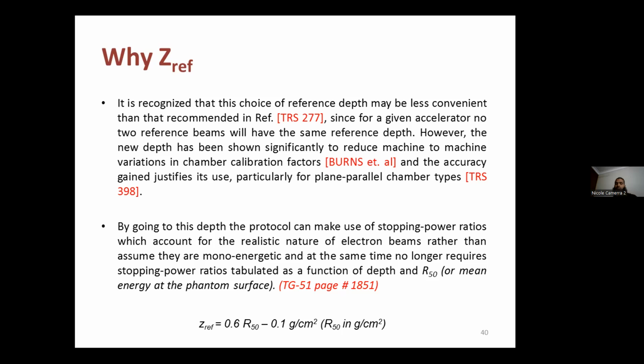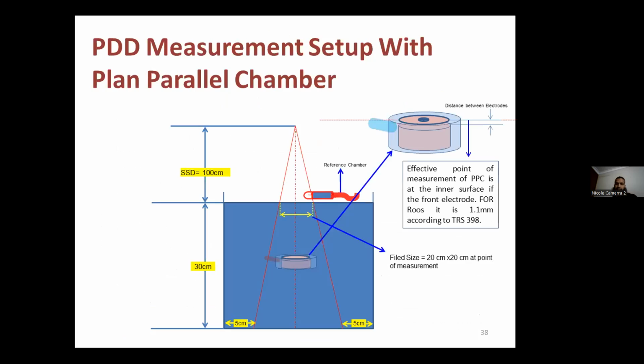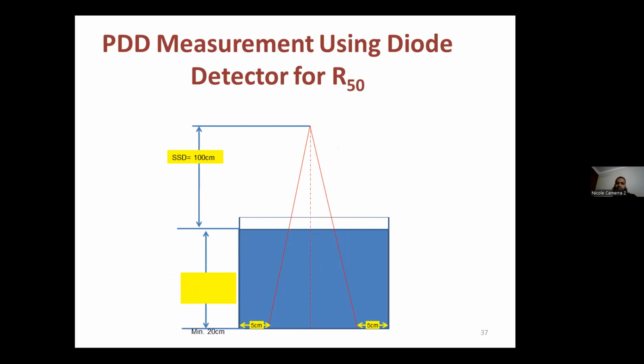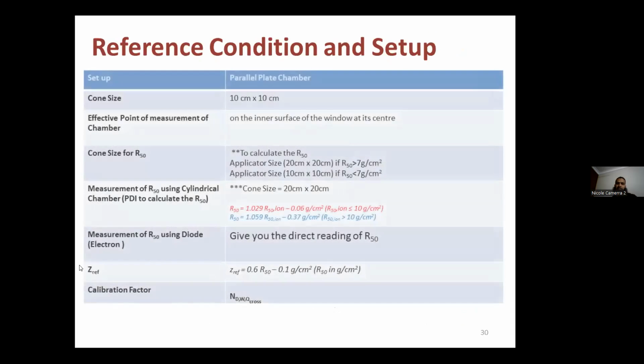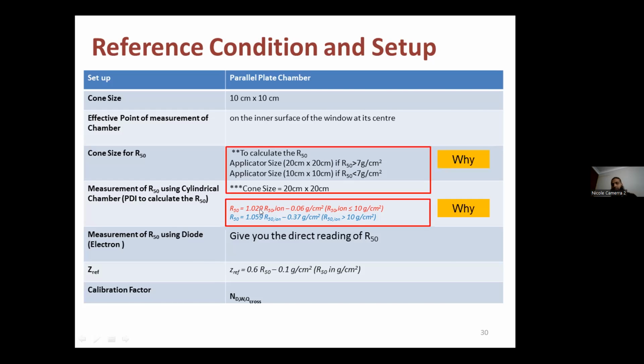There is a reference in one of my slides that I've discussed in the past when we were discussing the setup. Here you can convert your percentage depth ionization by using R50. If your R50 is less than 10, you can use this formula, and if it is more than 10, you can use the formula in the blue color. So you take your percentage depth ionization curve, get the R50 from there, and put the value here, and it will convert your percentage depth ionization curve to a percentage depth dose curve.